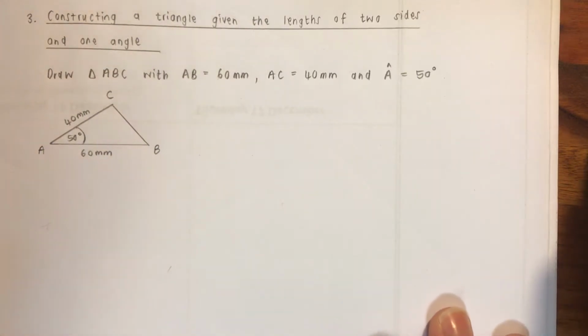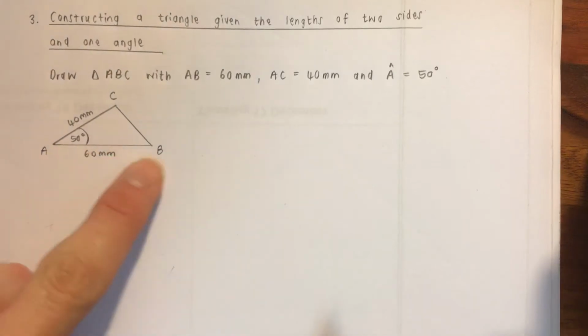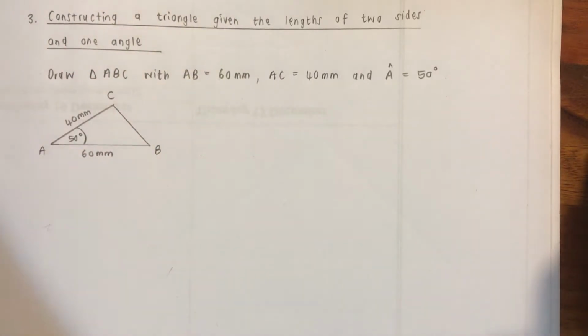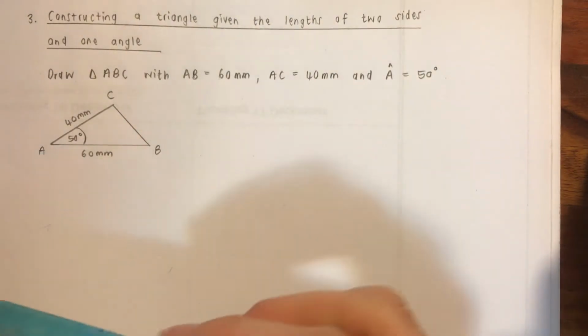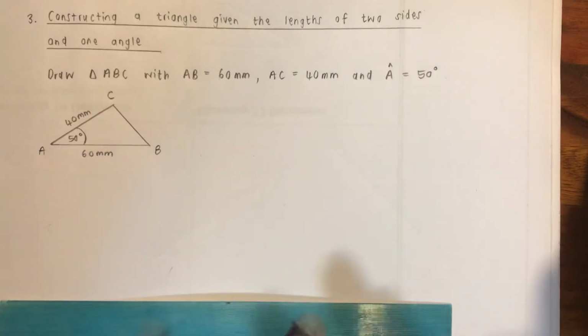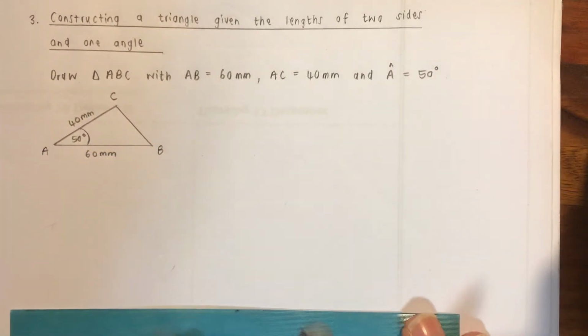Okay, so what are we going to start with? Let's start with our horizontal line. It's always the easiest. AB, 60 millimeters. So let's say hi to the dolphins again. Hi dolphins. Okay, we're going to start with our horizontal line.